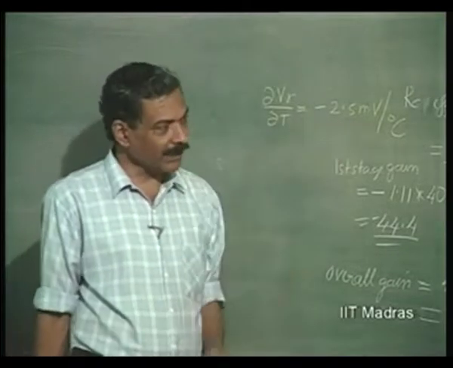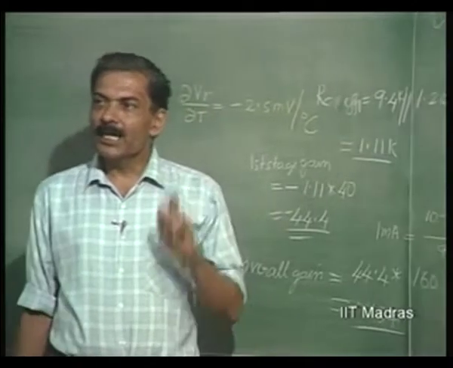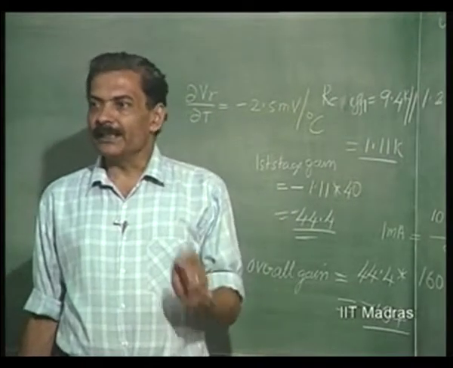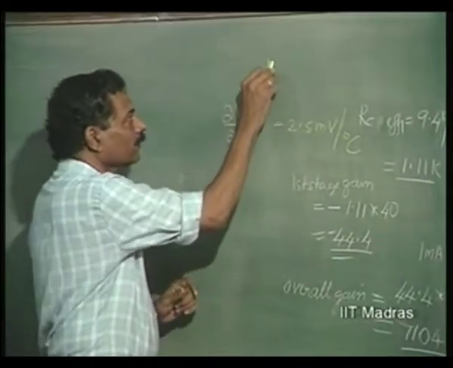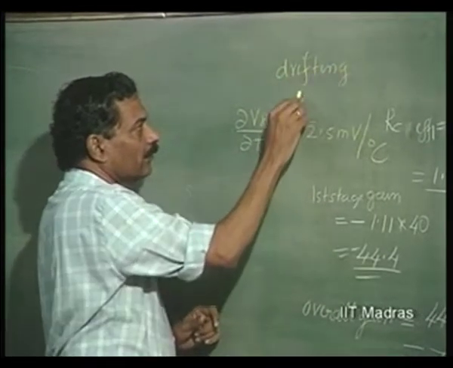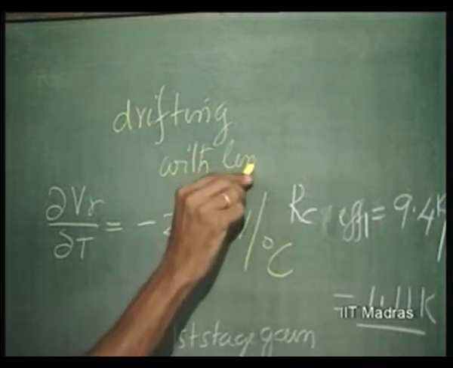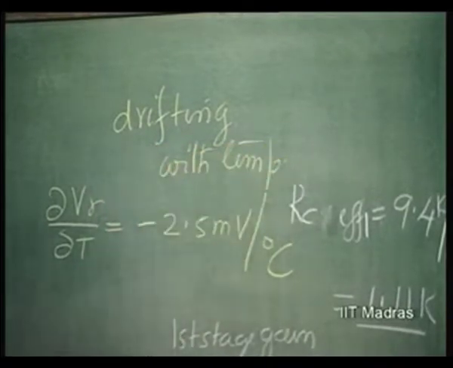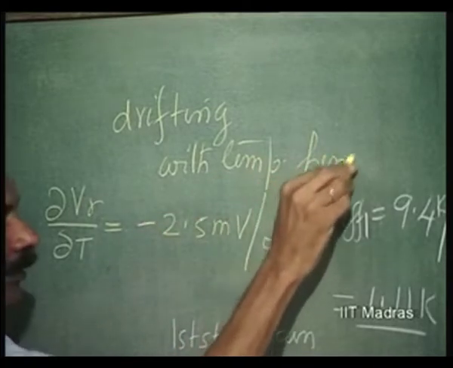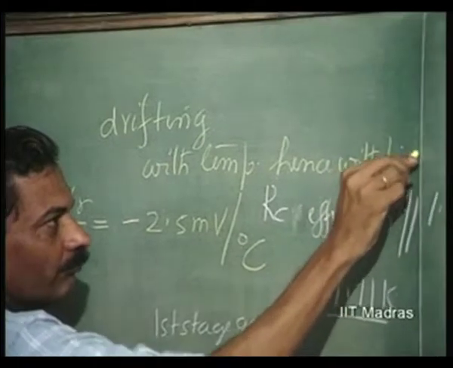If that is the case, this 0.6 volts is drifting with temperature, hence with time.